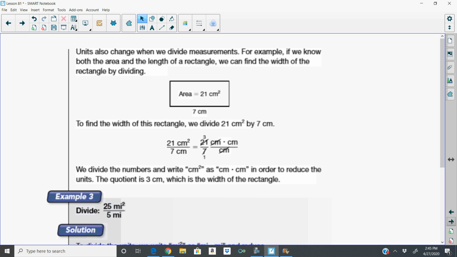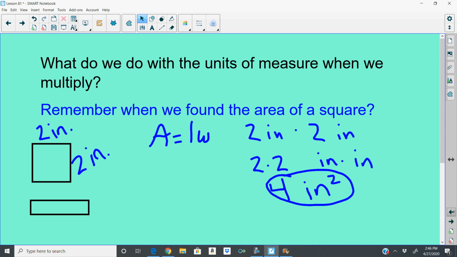All right, so this is true whenever we are multiplying units of measure. When we multiply them together, they're going to be squared, okay?